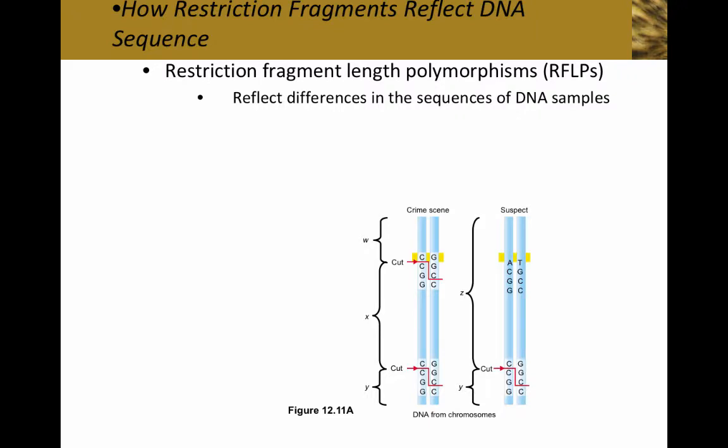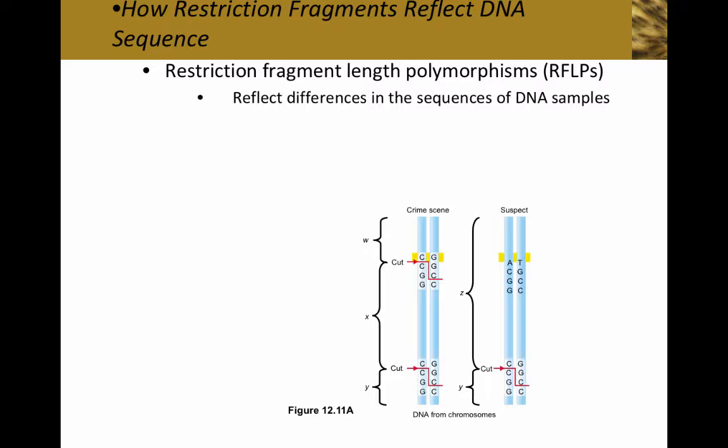And so this is just looking at how restriction fragments, or these small fragments, can reflect DNA sequencing. So these things are called restriction fragment length polymorphisms. Polymorphism, think if you morph into something different, right? It's a change. So poly meaning a lot. So these guys can actually reflect differences in sequences of DNA samples for humans.